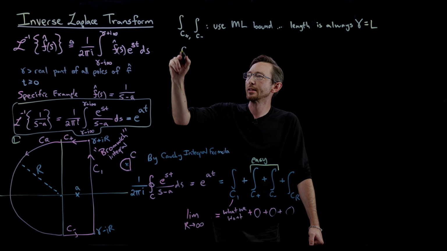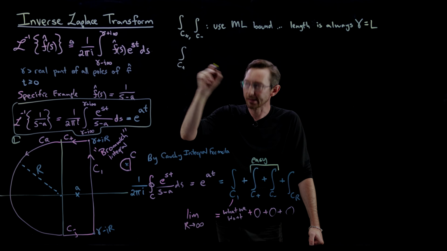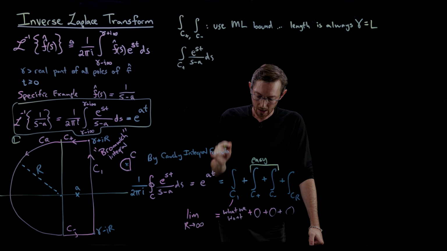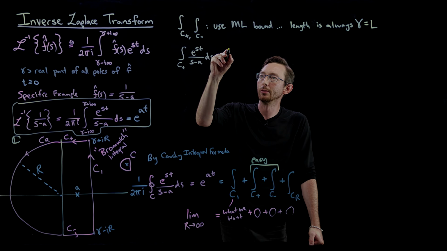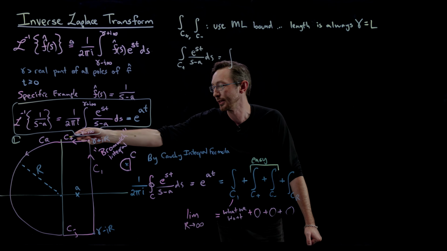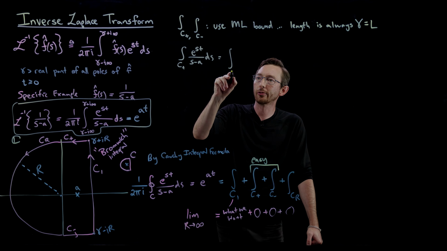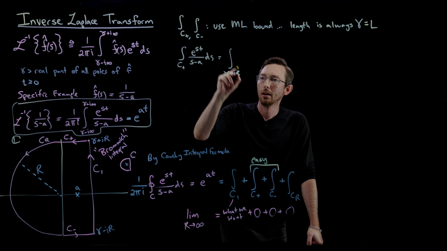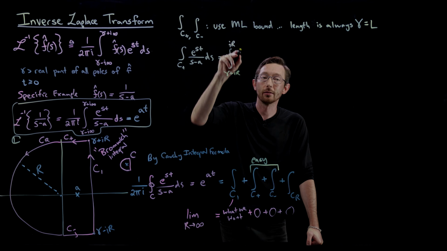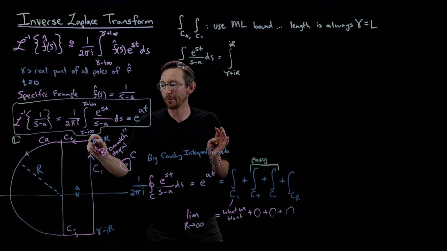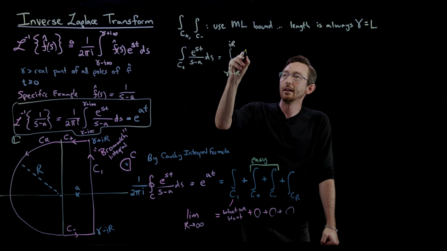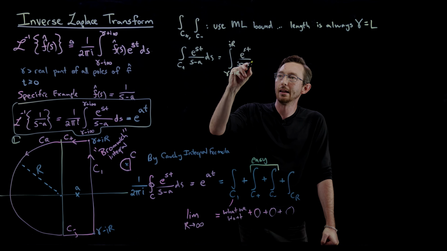So I'm just going to do this for C plus. For the integral over C plus of e to the st over s minus a ds, I'm actually going to write out what this integral equals. It's the integral from gamma plus IR to just IR. We're just moving in this real direction from gamma plus IR to IR, of e to the st over s minus a ds.